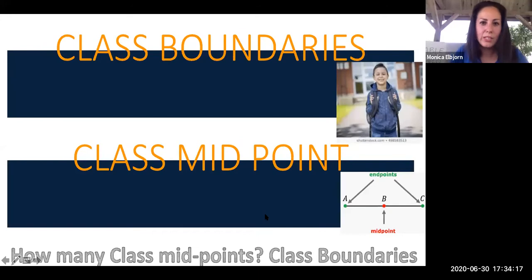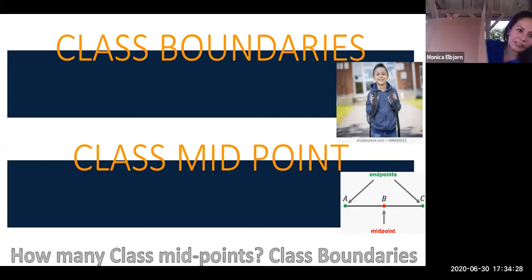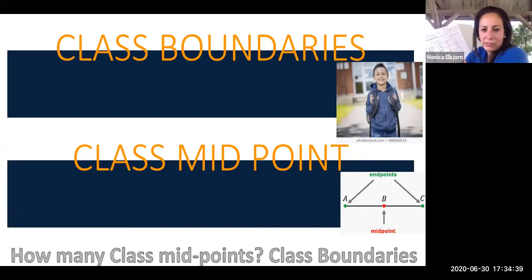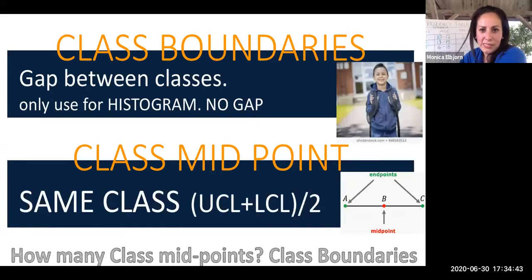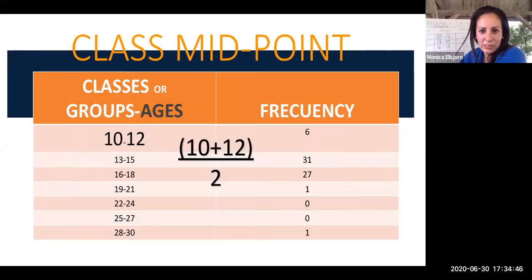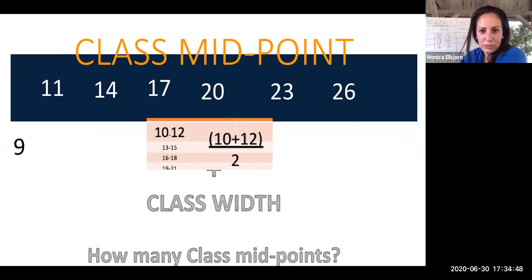So now we're gonna talk about class boundaries and the midpoints. The class boundaries will be, we're gonna make a histogram. That will be one of our homeworks. So what's a histogram? A histogram is a graph. Well, let me show you really quick because I want you to know what a histogram is.